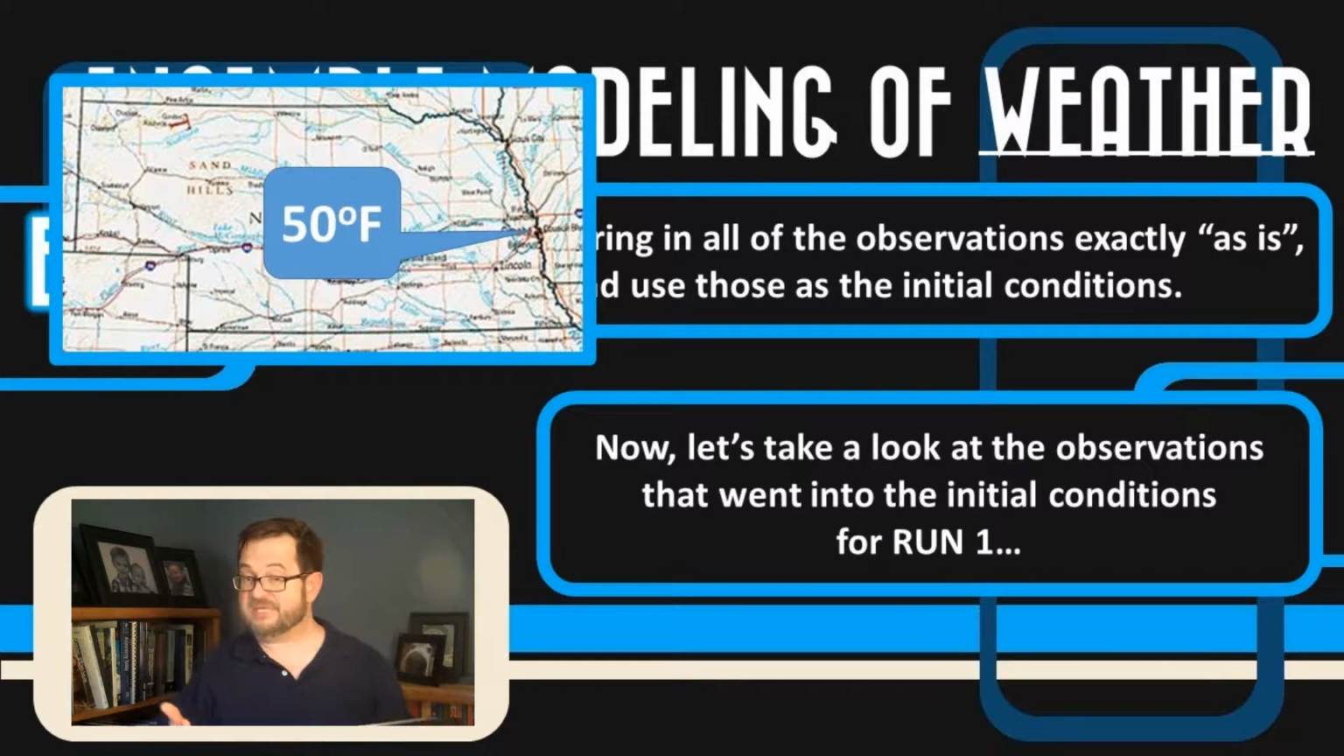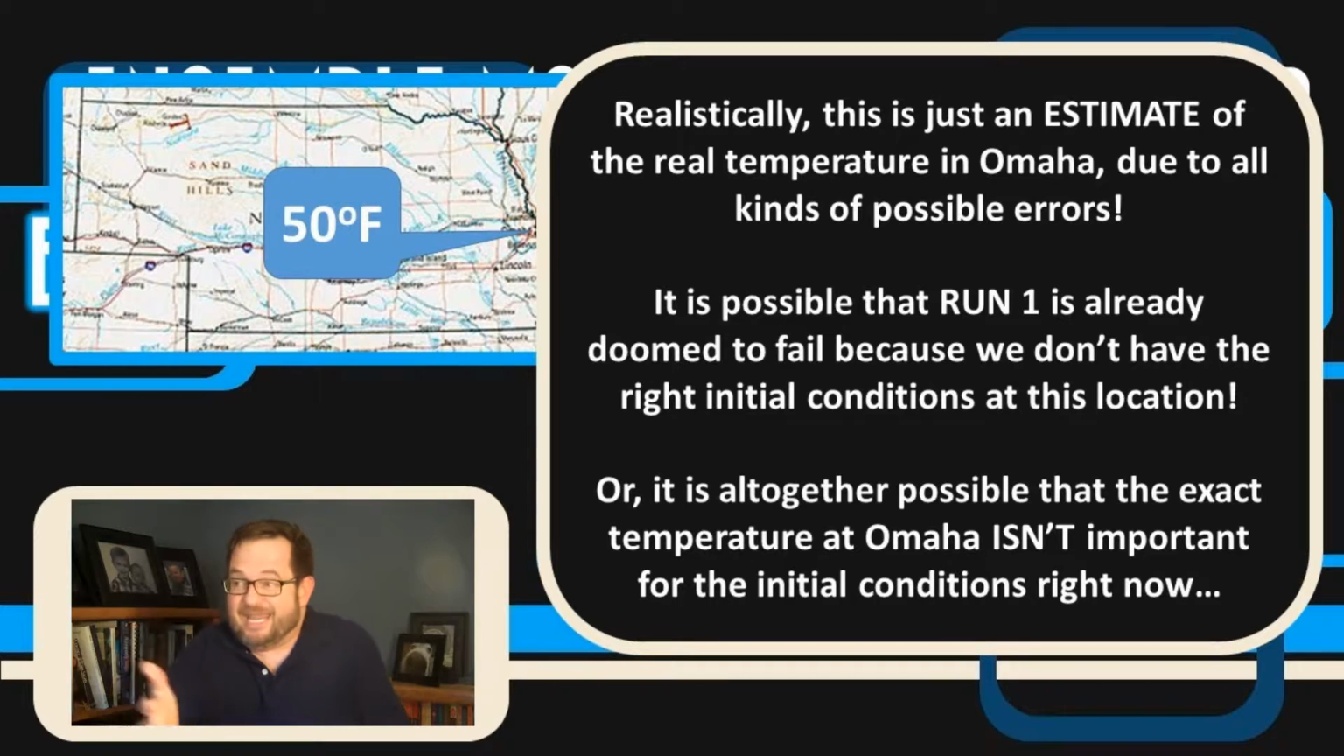Now, one of the pieces of information that went into run 1 was the temperature in Omaha. And let's say the temperature in Omaha right now was reported as being 50 degrees. Does that mean it's 50 degrees in Omaha? No, of course not. That's just an estimate, okay? That is the estimate that came from the piece of equipment that did the measuring, the thermometer. The truth of the matter is, there's all kinds of possible sources of error, from rounding errors to systematic calibration errors to just the fact that we only read it out to the nearest tenth of a degree or something like that.